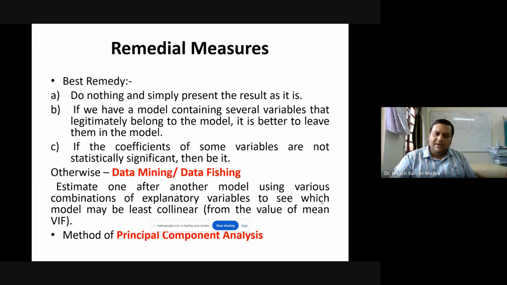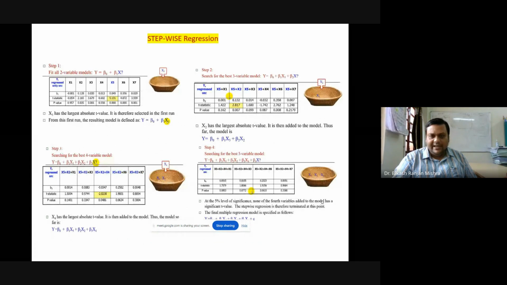Third thing is that if you have some data fishing or data mining that you want to do, then that can be easily taken care of with the help of stepwise regression. I'm not going into the detailed part of the regression over here. What I'm trying to show is that suppose we have 7 independent variables and we do not know which one should be kept in the model and which should not.